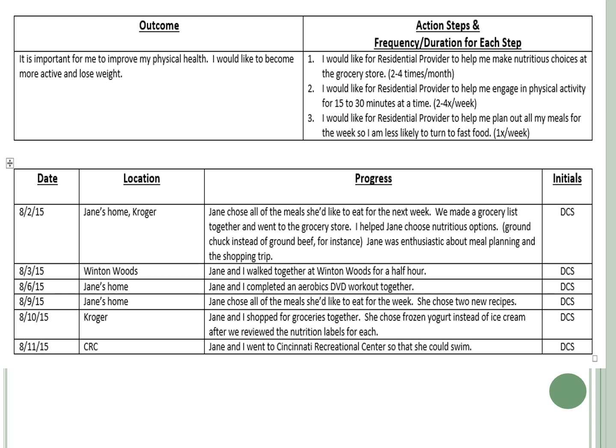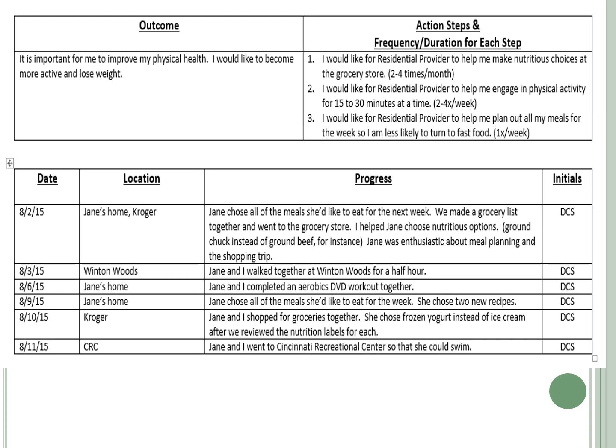And then underneath, that is where the direct care staff are going to want to start documenting Jane's progress as she starts working toward her outcome. So on the date of August 2nd, the staff wrote that the location of that action step was at Jane's home and also at Kroger.